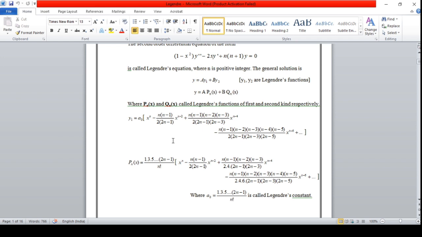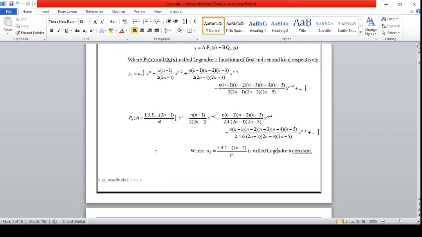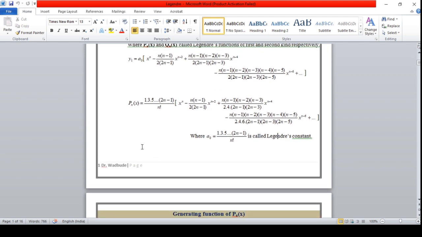Now substitute the value of a0. a0 is the Legendre constant, and its value is 1·3·5 up to (2n minus 1) upon n factorial. Multiplying the bracket, x raised to the power n minus n(n minus 1) upon 2(2n minus 1) x raised to the power n minus 2 and so on, this is Pn(x), the Legendre polynomial.